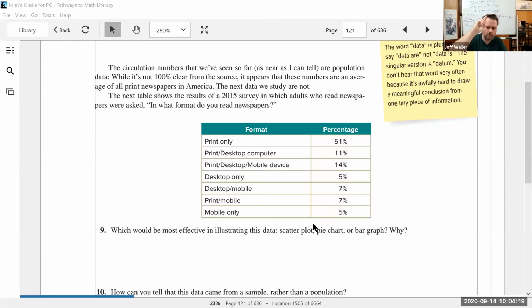A scatter plot is what we did earlier where we plotted points. Scatter, plot. So points are scattered all over a graph. That's a scatter plot. When I plot points, that's a scatter plot. This is just a table. It's the table right there.